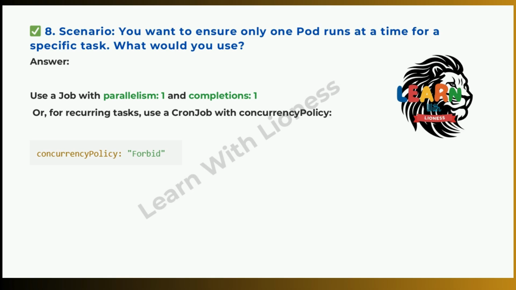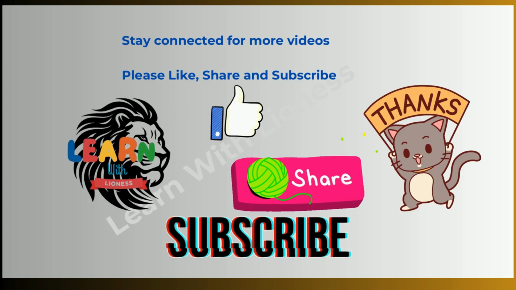Scenario 8. You want to ensure only one pod runs at a time for a specific task. What would you use? Answer. Use a Job with parallelism: 1 and completions: 1. Or, for recurring tasks, use a CronJob with concurrencyPolicy: Forbid.